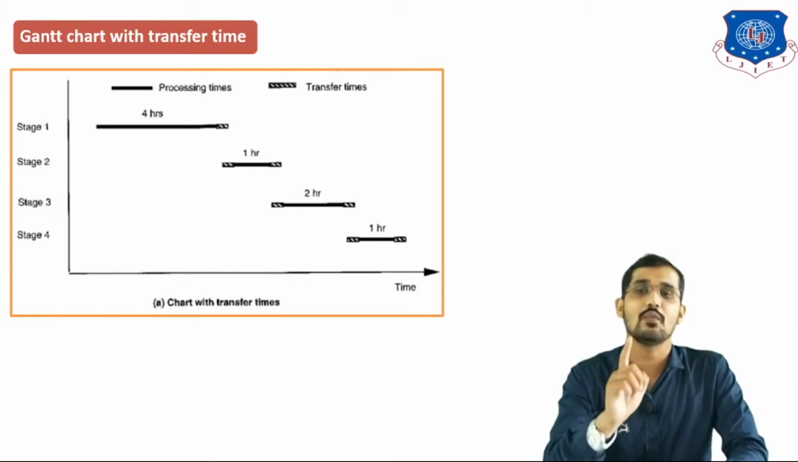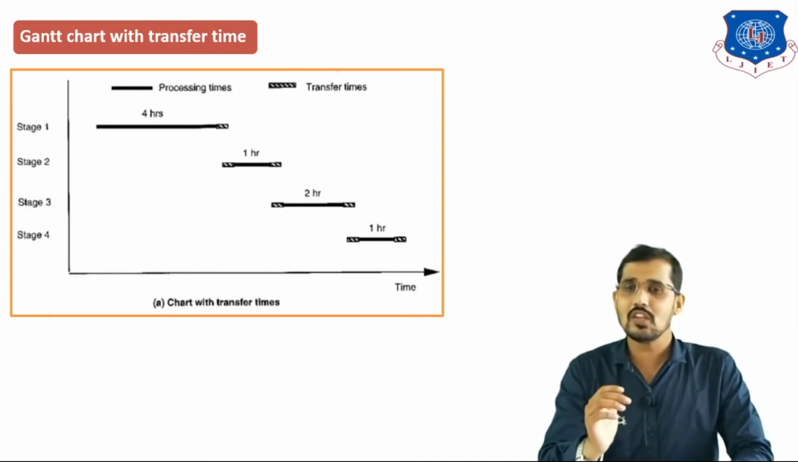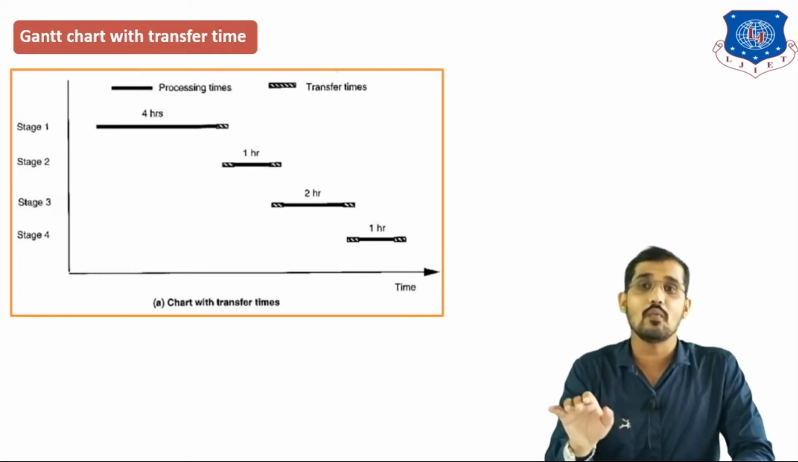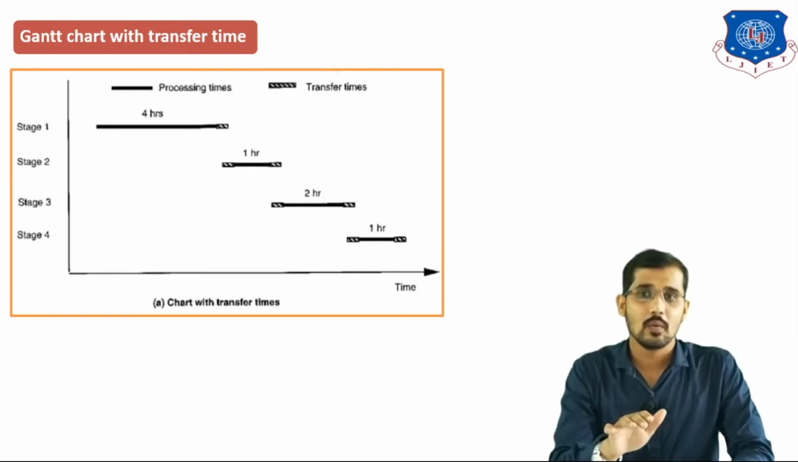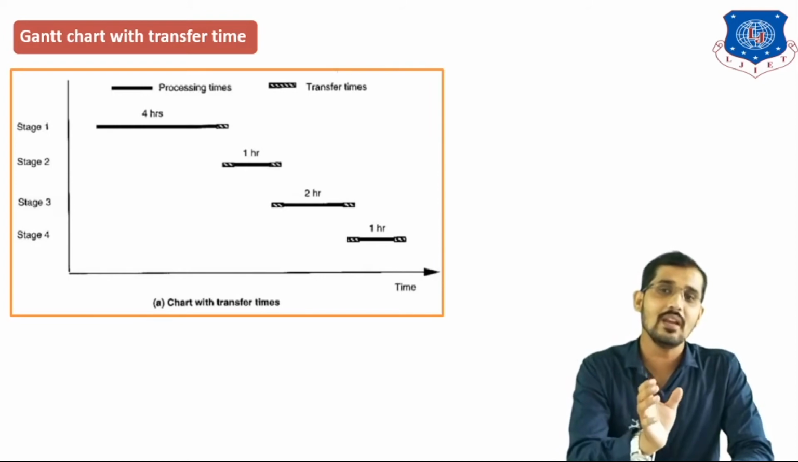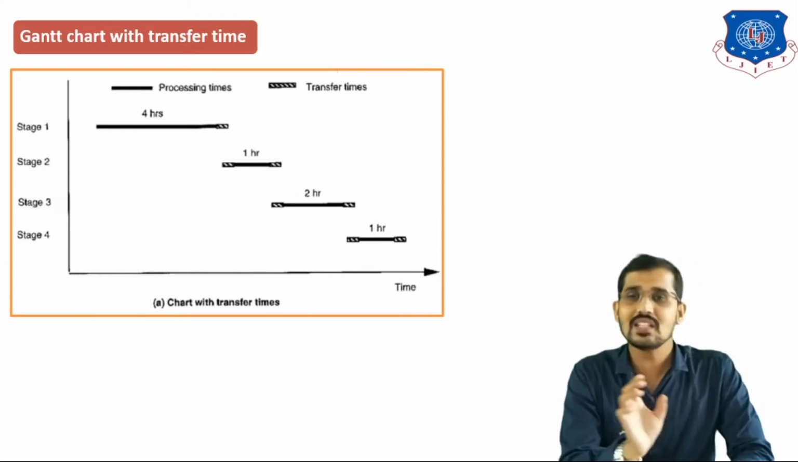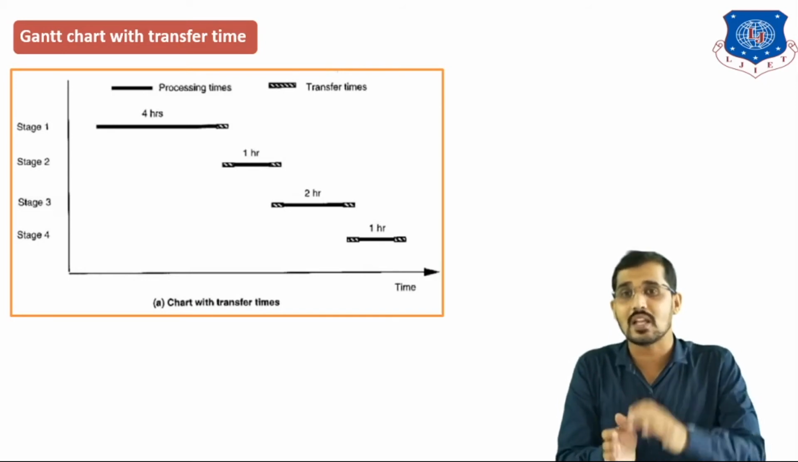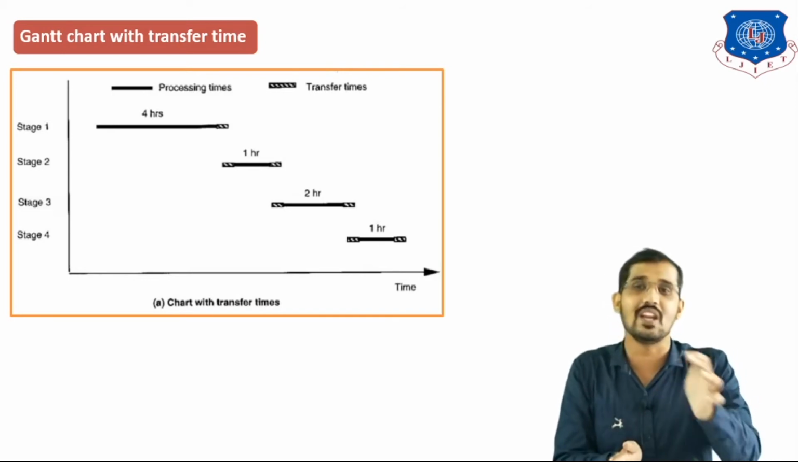After that, there is 1 hour, stage 2. Stage 2 is nothing but the mixing tank. Now you can see here, I have drawn one line only for 1 hour. And there is a dotted line in front of that stage 2, and there is also one dotted line after stage 2. That is nothing but the transfer time, meaning whatever mixture we are transferring from the mixing tank to the centrifuge.